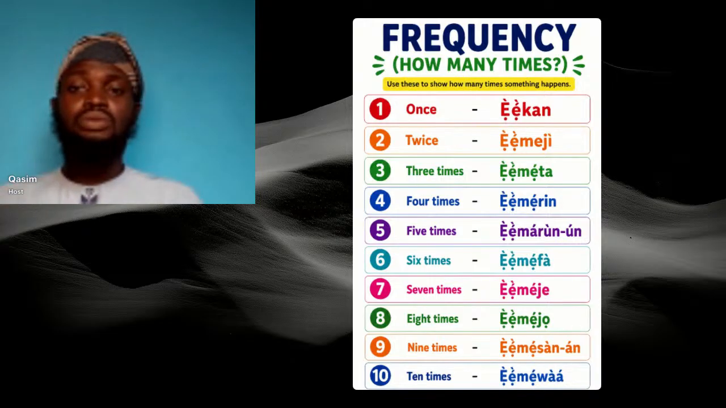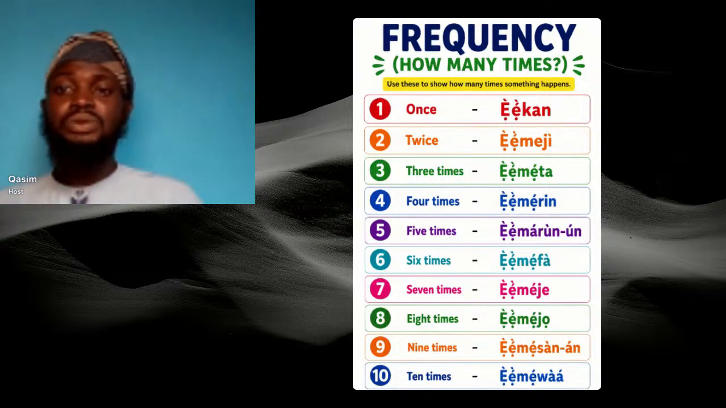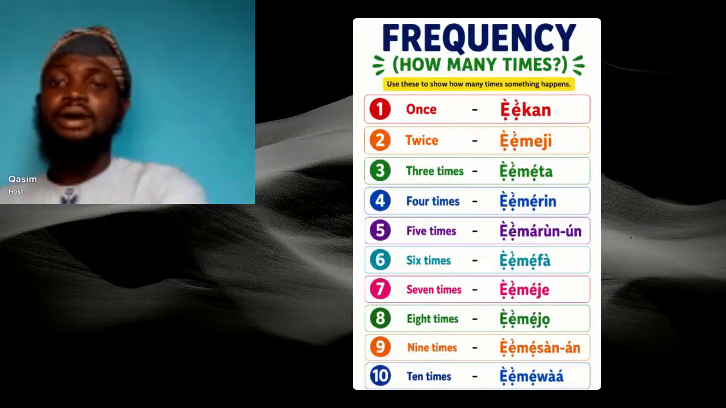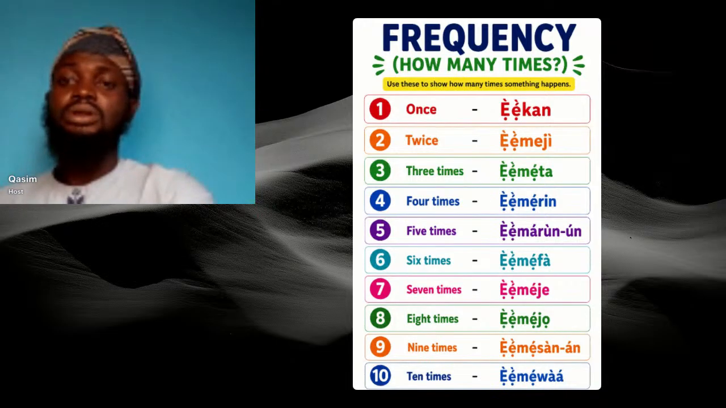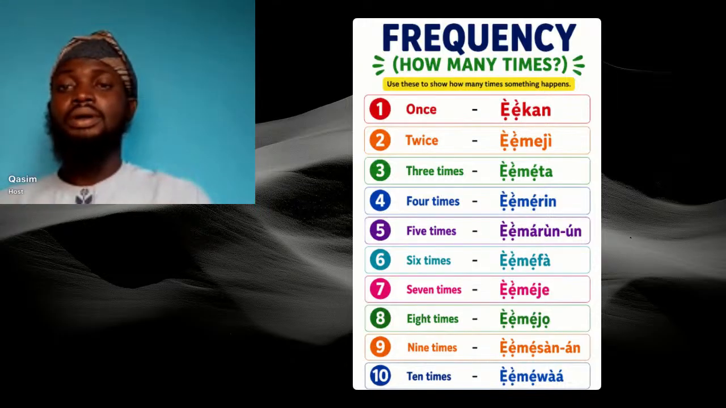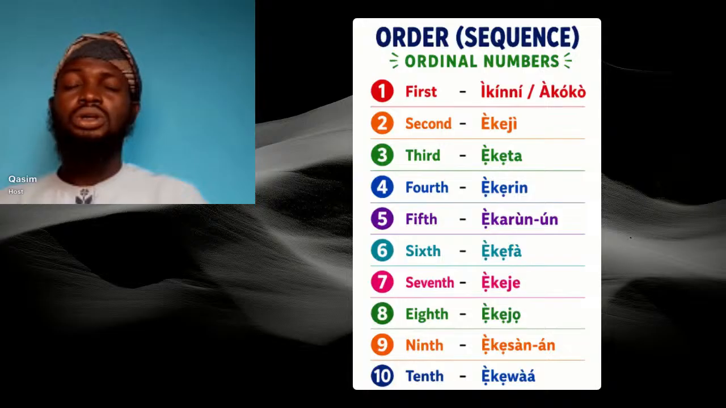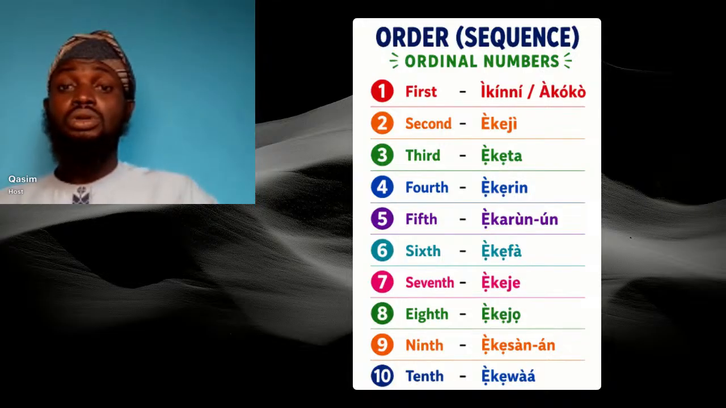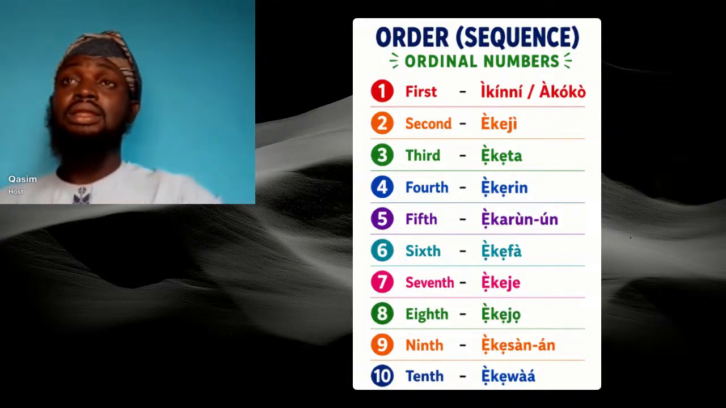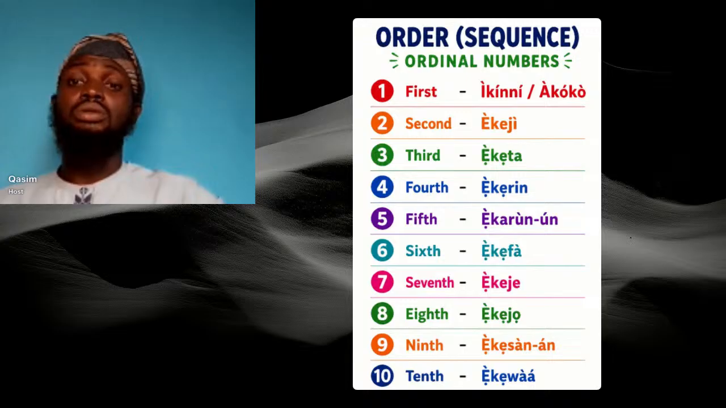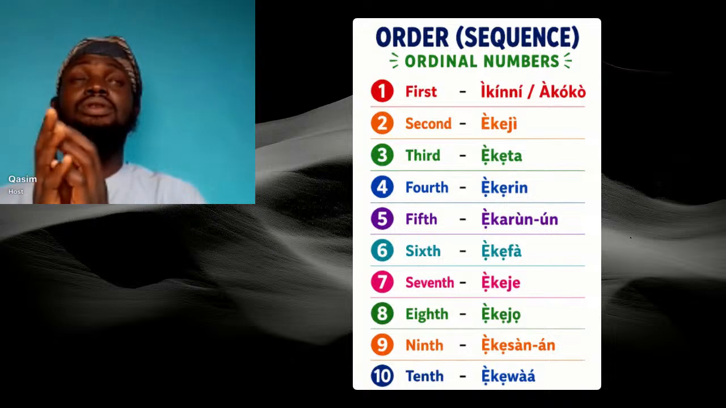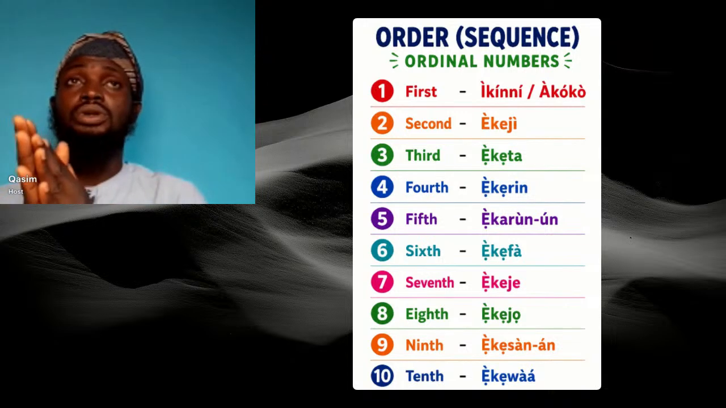Fifth position, ipò karùn-ún. Sixth position, ipò kẹfà. Seventh position, ipò keje. Eighth position is going to be ipò kẹjọ. Ninth position is going to be ipò kẹsàn-án, and 10th position is going to be ipò kẹwàá. So that is if we are talking about positions.